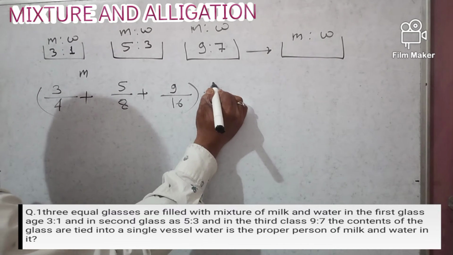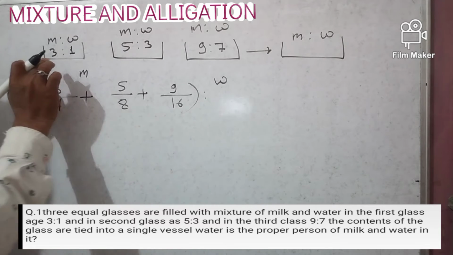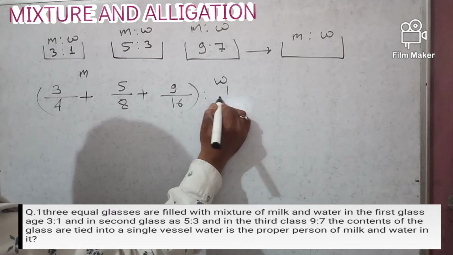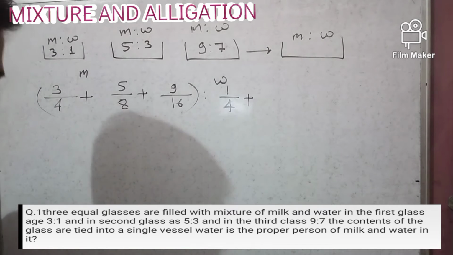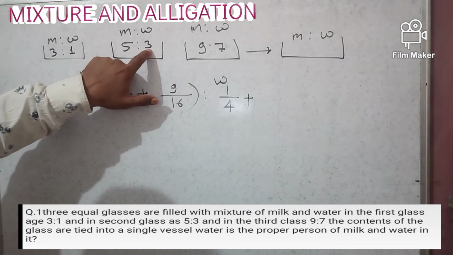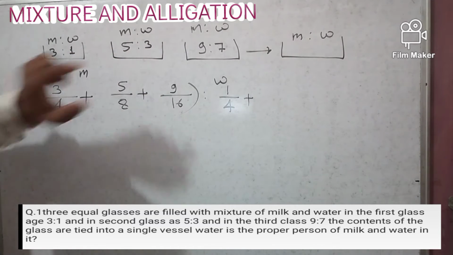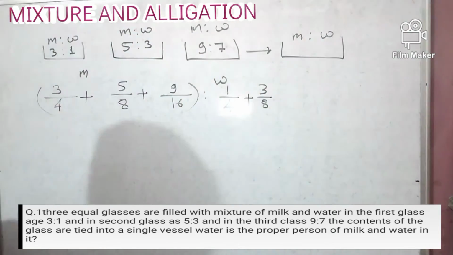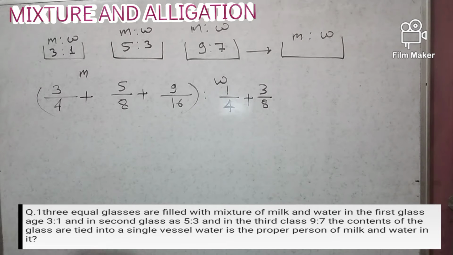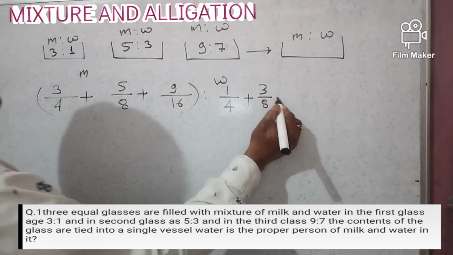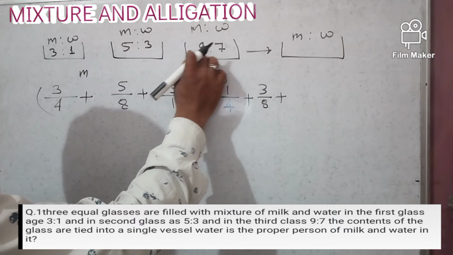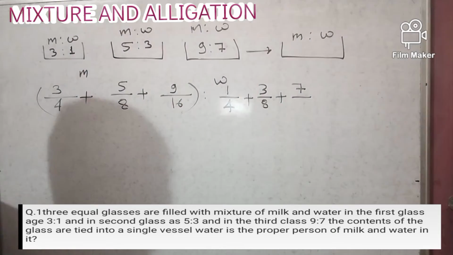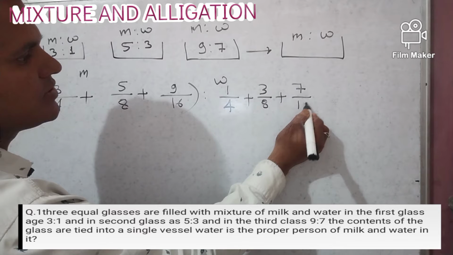Okay, now water. In the first vessel, 1 part is water out of 4, plus 5 plus 3 is 8 parts. Water is 3, so out of 8, water is 3 parts in the second glass. Plus similarly, 9 plus 7 is 16, so water is 7 in the third vessel out of 16.